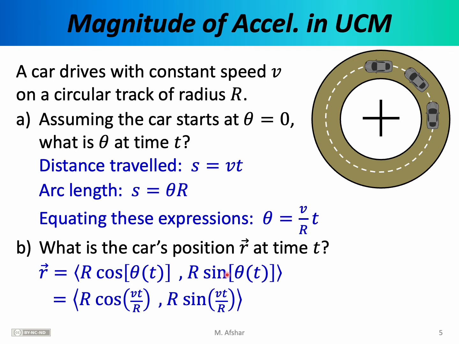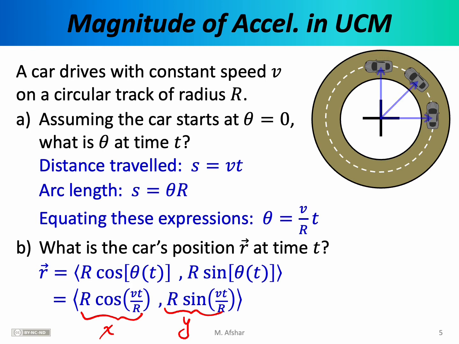Except that in the present case, theta itself is a function of time. Theta is changing as the car drives around the track, and we know how theta changes with respect to time, so we're going to substitute this expression for theta into the trigonometric functions. So we can think of the x component of the car's position as r cosine of Vt over r, and the y component, or the y coordinate of the car's position, is r sine Vt over r.